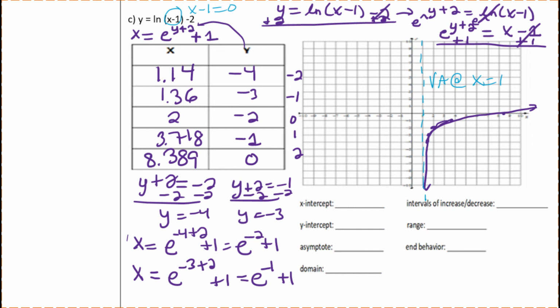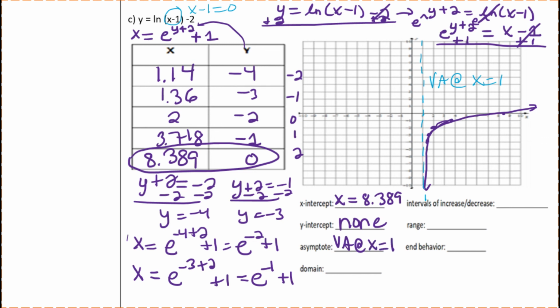Alright, so that means we know what our x-intercept is. It's actually here. That's when y is 0. So our x-intercept is x equals 8.389, which is where it crosses here. The y-intercept: it doesn't cross the y-axis at all. It never even crosses the blue line, so there's none. Any asymptotes? Well, we just said that we have a vertical asymptote at x equals 1.